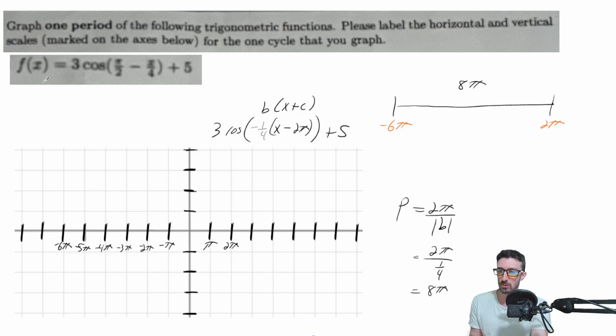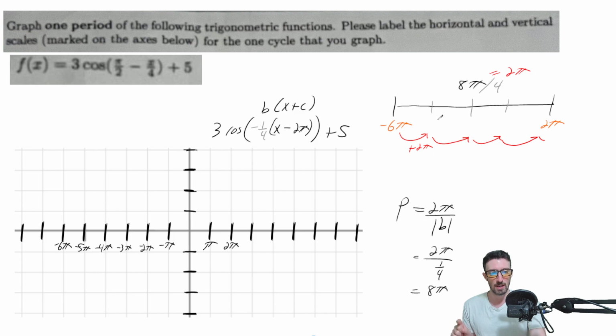Okay, but what's the strategy when you're doing this stuff? Turns out you split it up into 4 sections. So we're going to divide our period by 4, and that will tell us that we are going over by 2 pi at a time to get our key points. So if I go over by 2 pi at a time, that'll bring me to negative 4 pi, negative 2 pi, 0 pi, also known as 0, and 2 pi. So those are the ones I'm going to care about in a second.